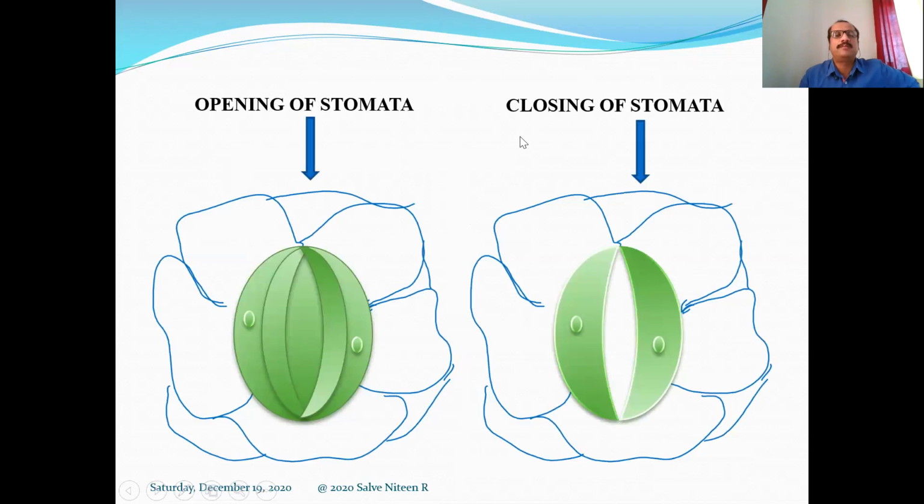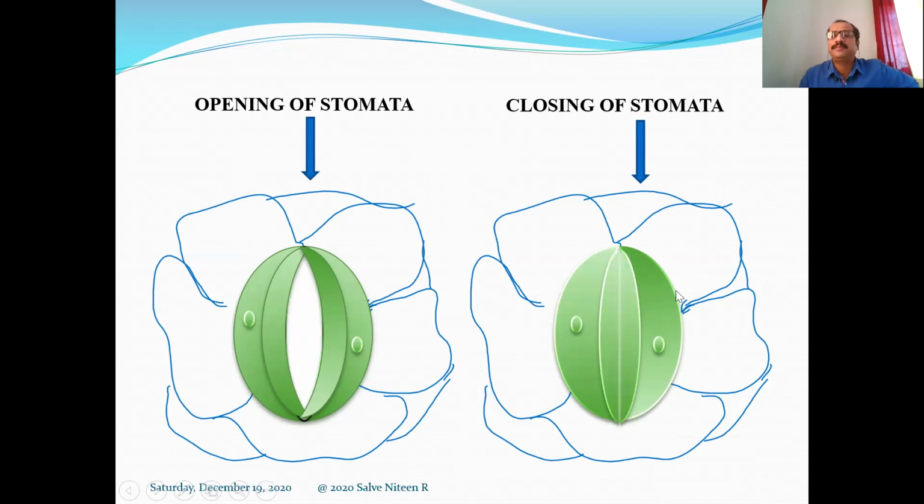Now you can see here, you can compare opening of stomata and closing of stomata. Is it visible to you? See here, how the stomata becomes open. See how the stomata is opening, how the outer wall is stretched, and how it is also stretching the inner wall so that the central cavity is opening. And here see how due to flaccidity, the outer wall as well as inner walls are coming close together.